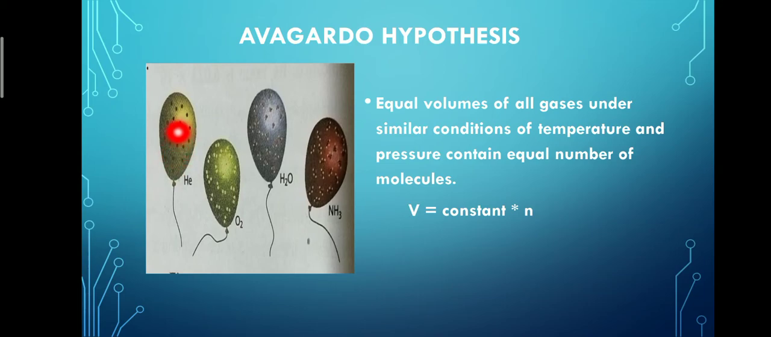So if we have 10 atoms of helium here, the oxygen balloon will also have 10 molecules, and here also it will be 10, and here also it will be 10. Why? Because all these have a similar volume and the pressure and temperature are the same. So this is according to Avogadro's hypothesis, and based on this, what he relates is that the volume of a gas is directly related to the number of moles. So we can give it as volume equals constant into n. n is the number of moles.